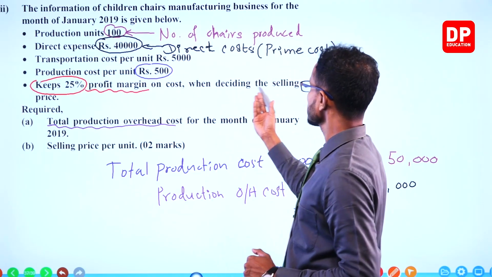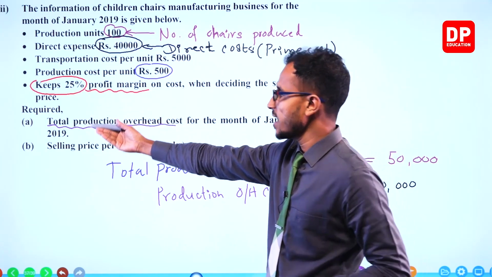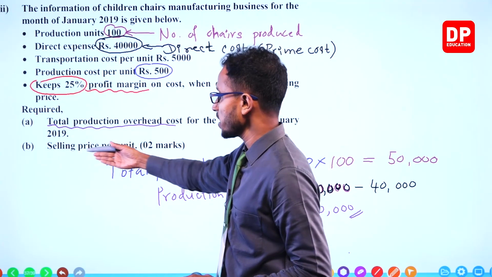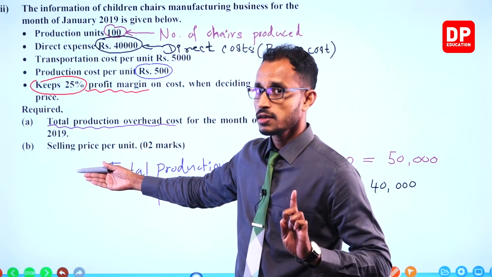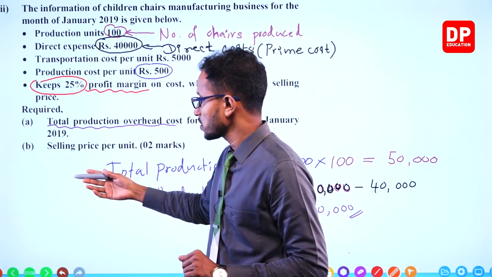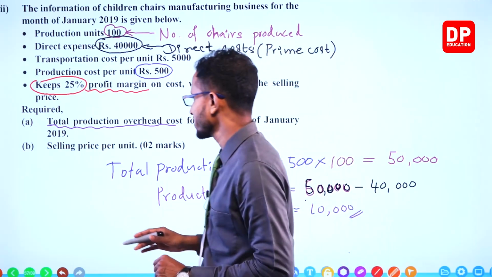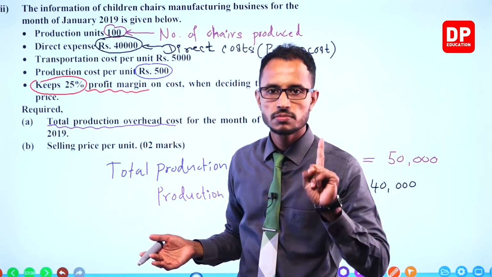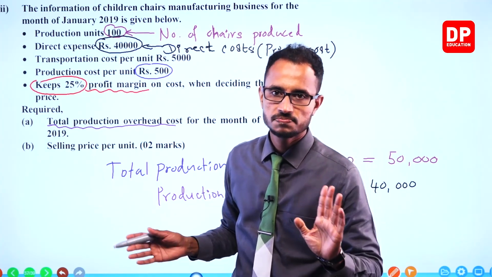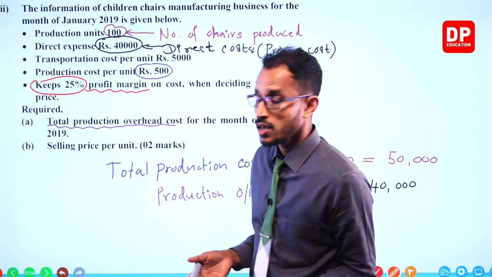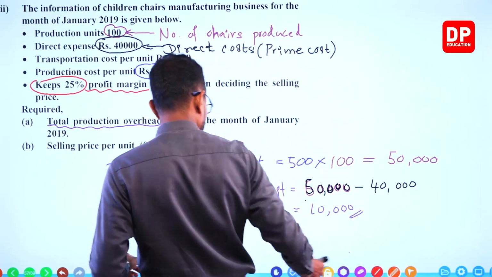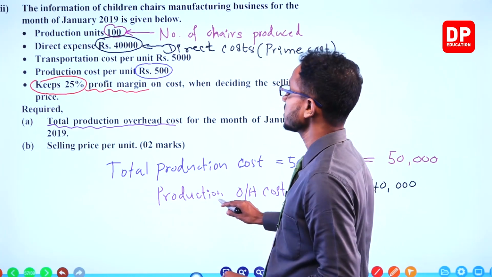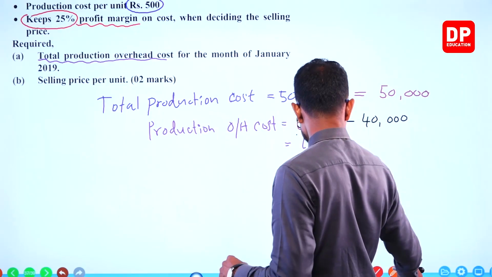When deciding the selling price, they are asking what is the selling price per unit, not the total sales income. Normally they ask the selling price of one share, 1 unit. That is how the questions come. So we'll calculate the unit selling price in this way.